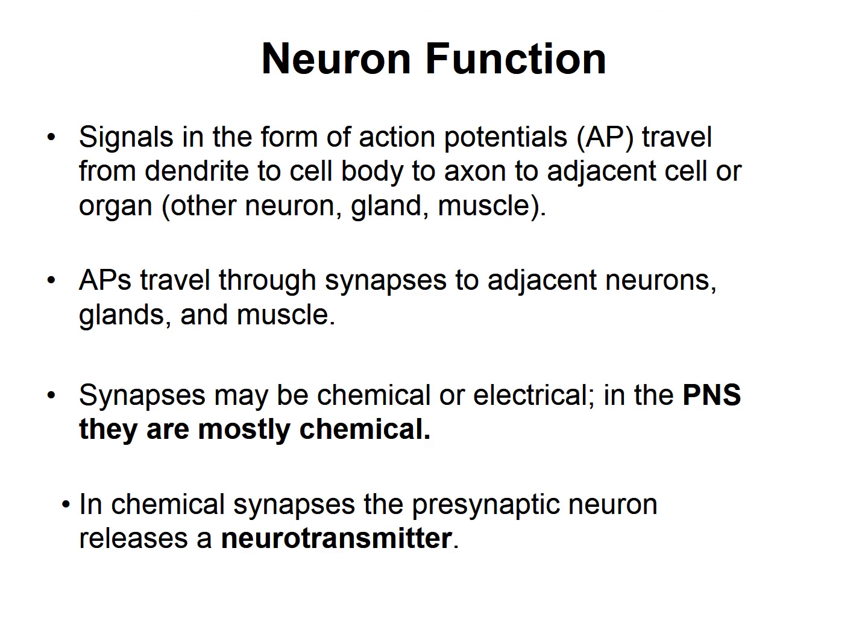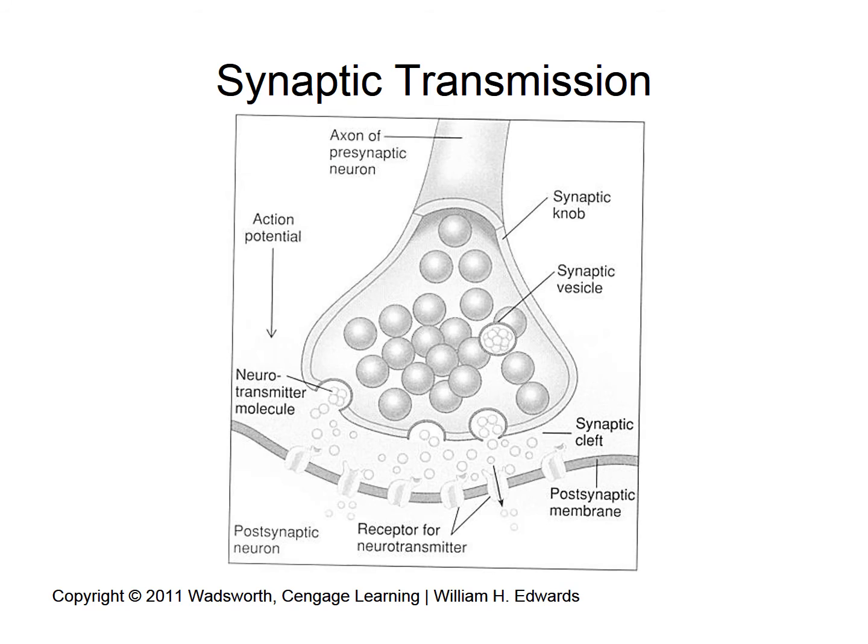The synapses can be chemical or electrical, and in the peripheral nervous system, they're mostly chemical. And these chemical synapses are much more common and dominant in the motor control networks. Now, this diagram represents another visualization of action potential via synaptic transmission. This is courtesy of a textbook written by Edwards.